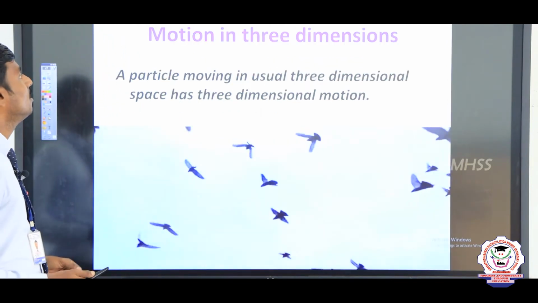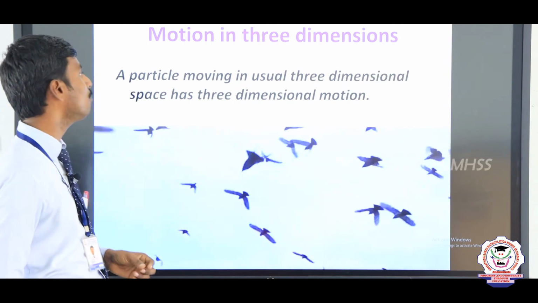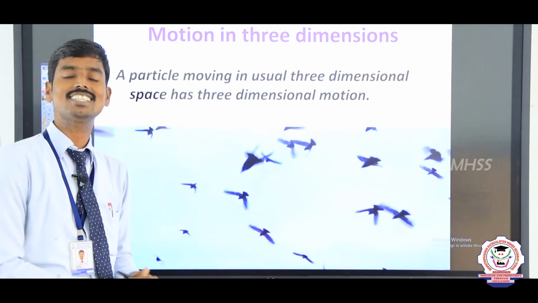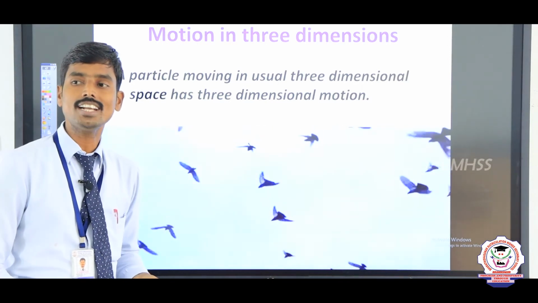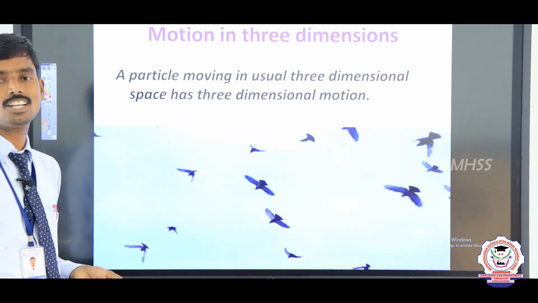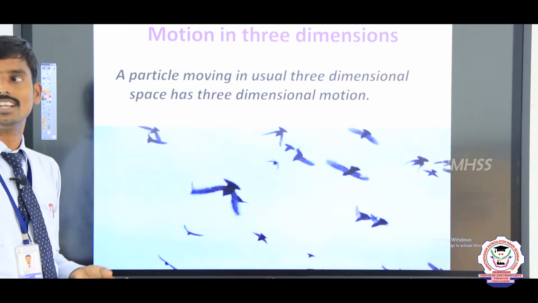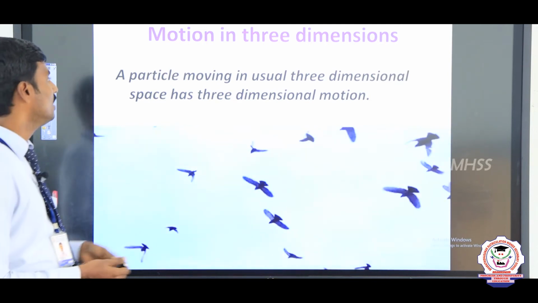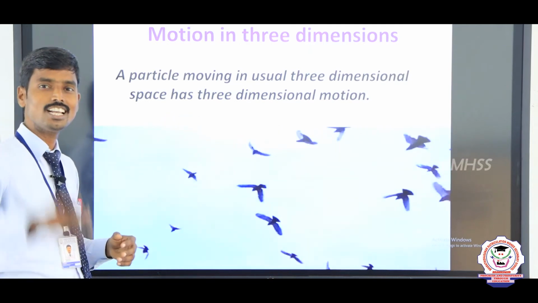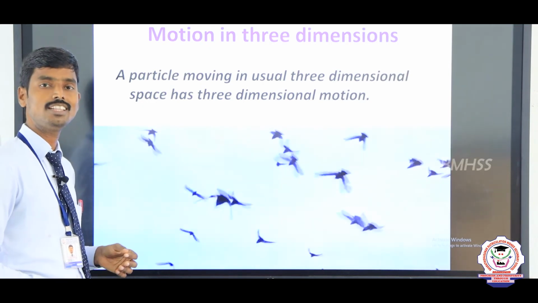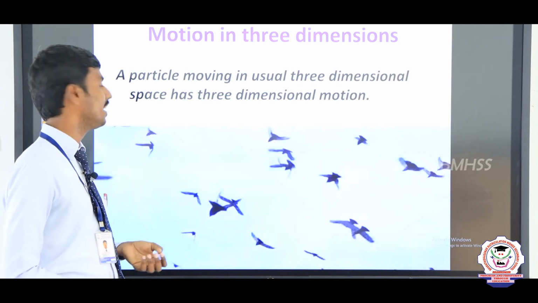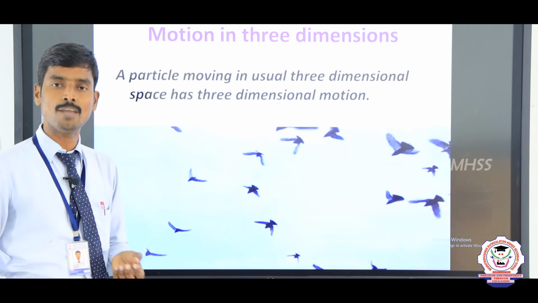The next one is three-dimensional motion. A particle moving in usual three-dimensional space is in three-dimensional motion. It covers three coordinates: x coordinate, y coordinate, and finally z coordinate. An example for three-dimensional motion is a bird flying in the sky. The next one is random motion of a gas molecule. It is a good example for three-dimensional motion.